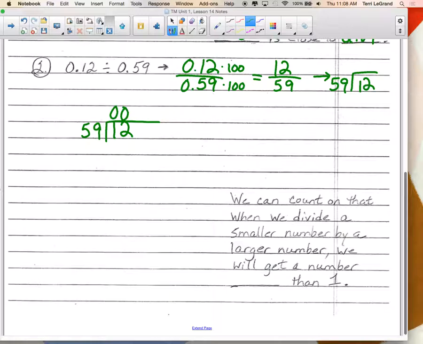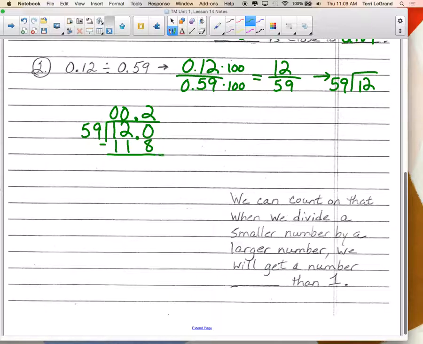Well, now what? We just quit? No, we put a decimal point here first, because there wasn't one, right? So we have to put a decimal point. We're going to carry it up here also. And then we're going to stick a 0 there. Now we can say how many times can you take 59 out of 120? Anybody know? 2. Okay, so 2 times. What is 2 times 59? 118.